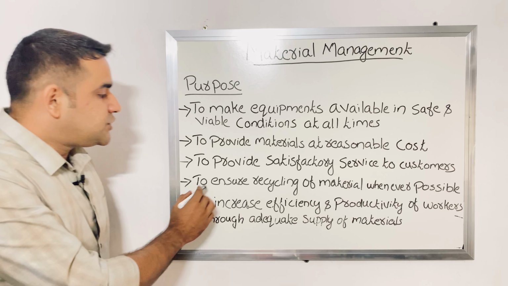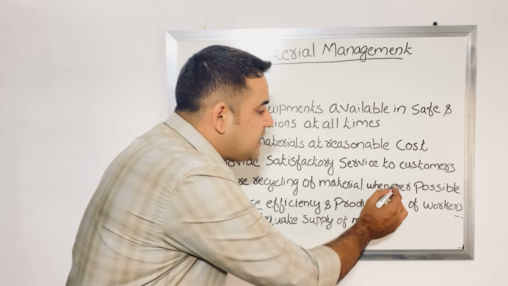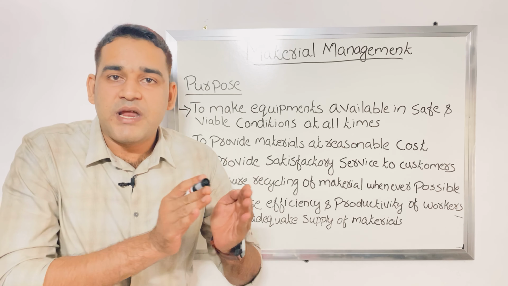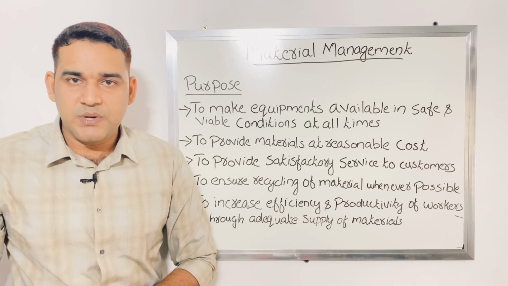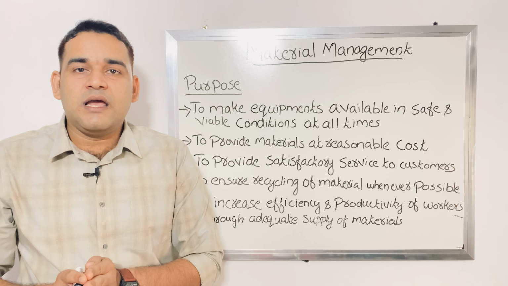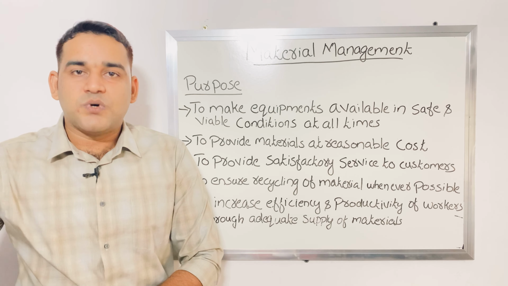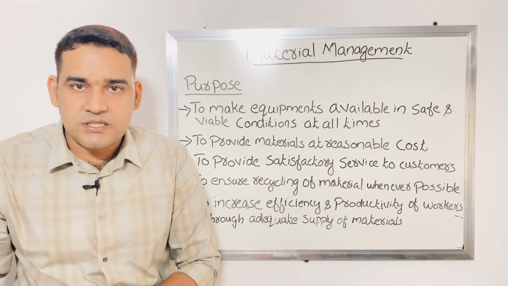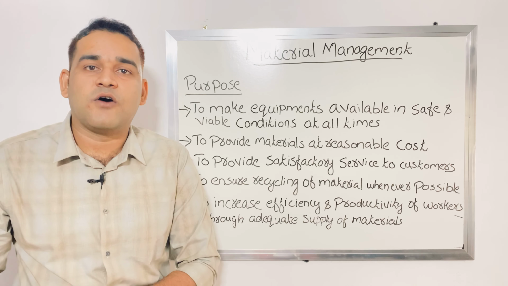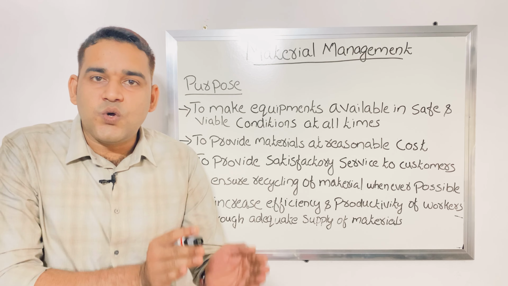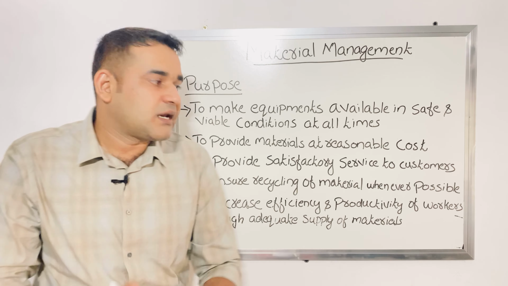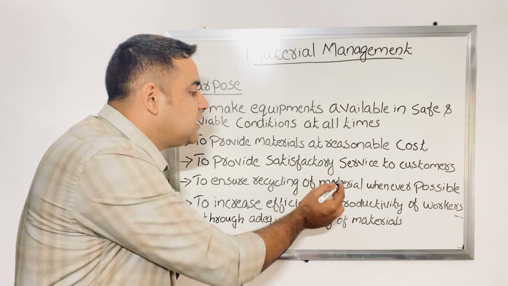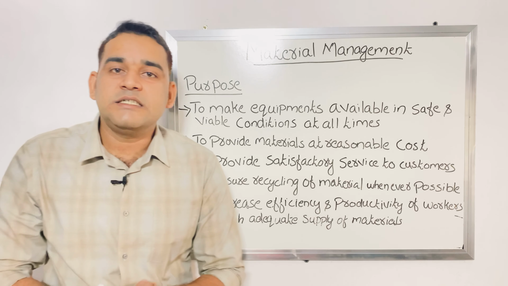Next one is to ensure recycling of material whenever possible. Whenever it is possible, you have to ensure that you don't just dispose of the thing after using. If it can be recycled and reused, we can achieve maximum utilization of the resources with material management. If possible, we can recycle and use that material again and again.